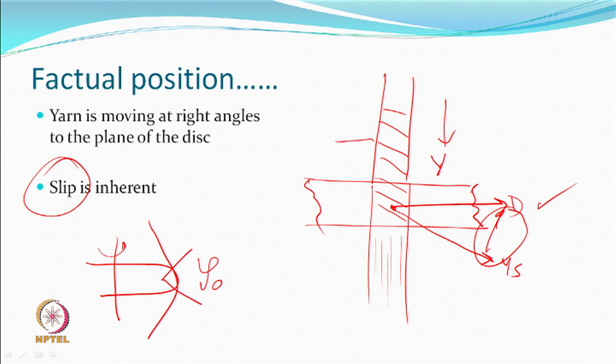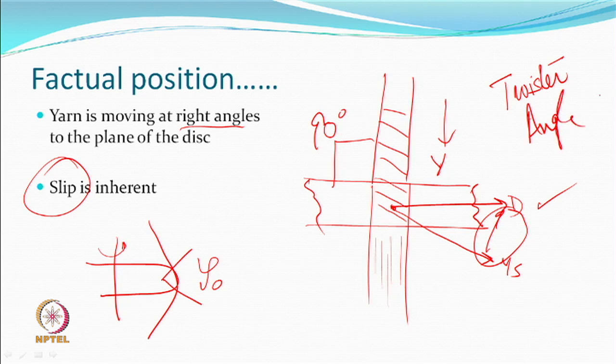This angle is 90 degrees, and this angle was also called a twister angle, as on the twister the yarn is being presented at this angle. So, wrap angle is different from twister angle. Okay. So, as long as the twister angle is 90 degrees, you can never theoretically expect there will be no slip. If the theory says there will be slip, then practice will also say there is slip.